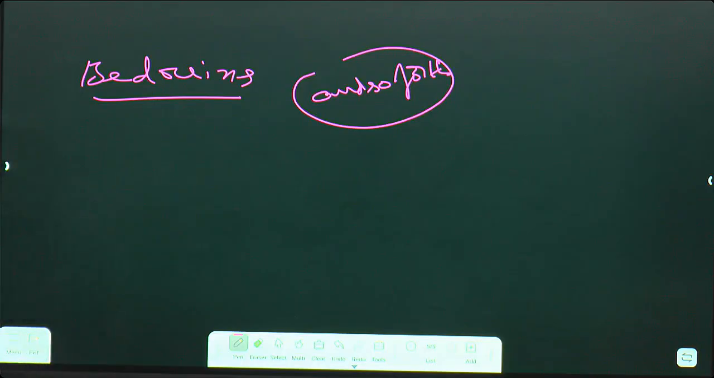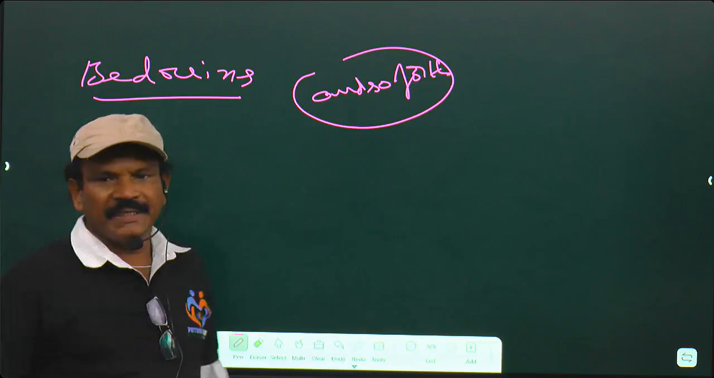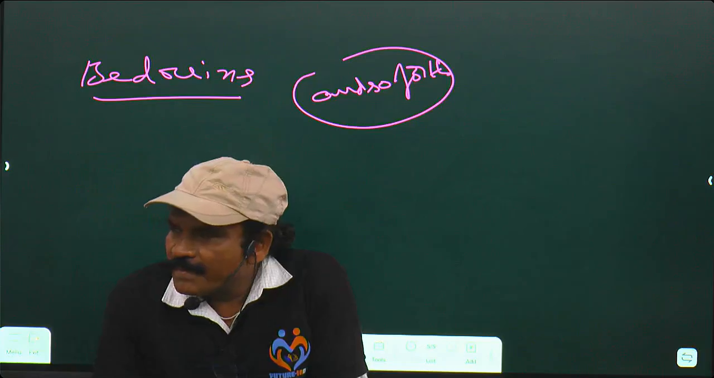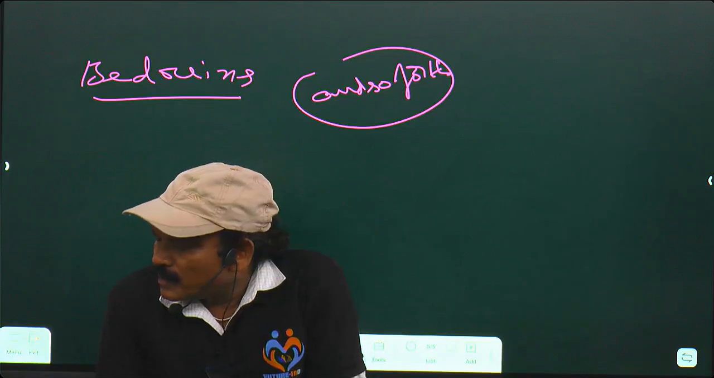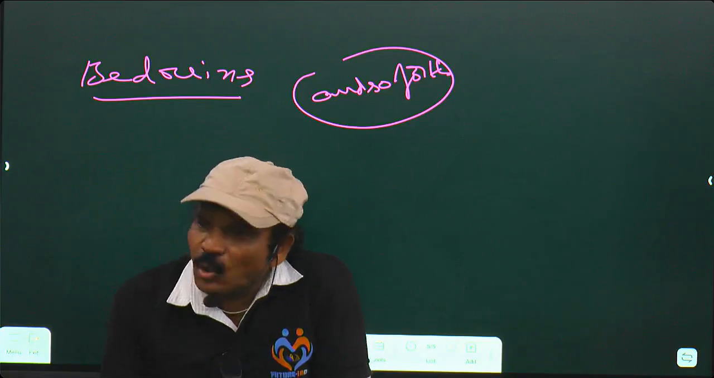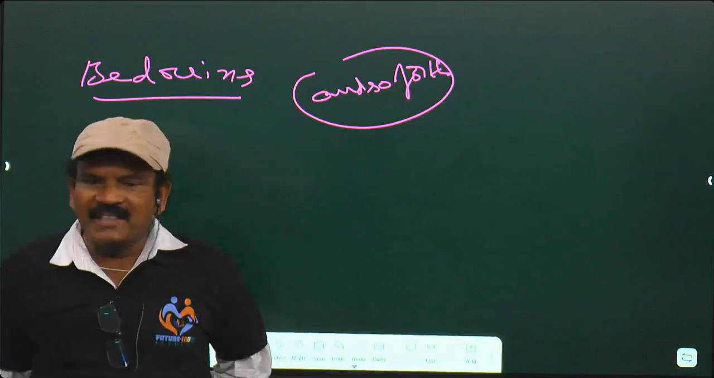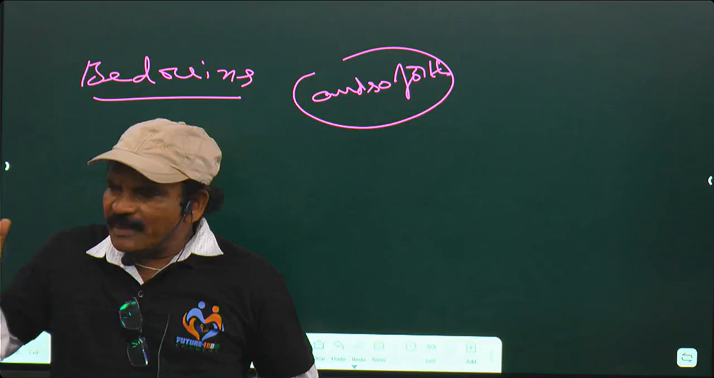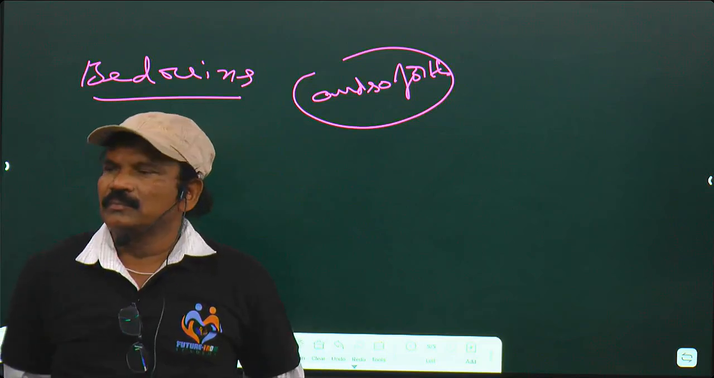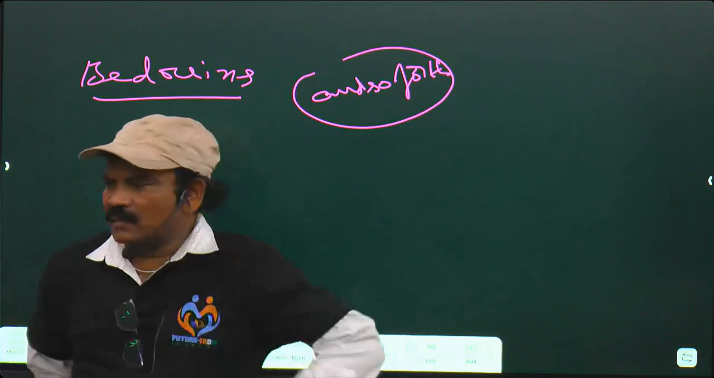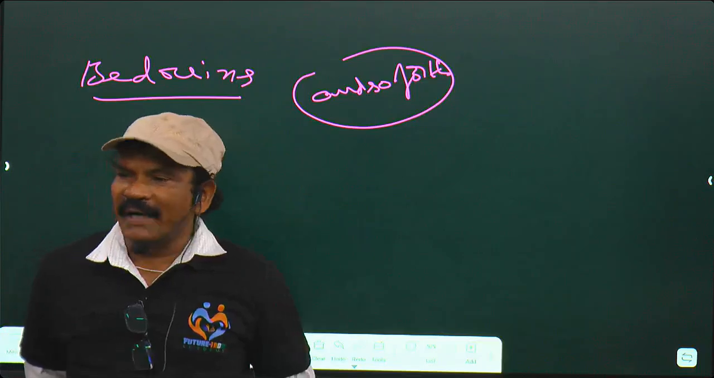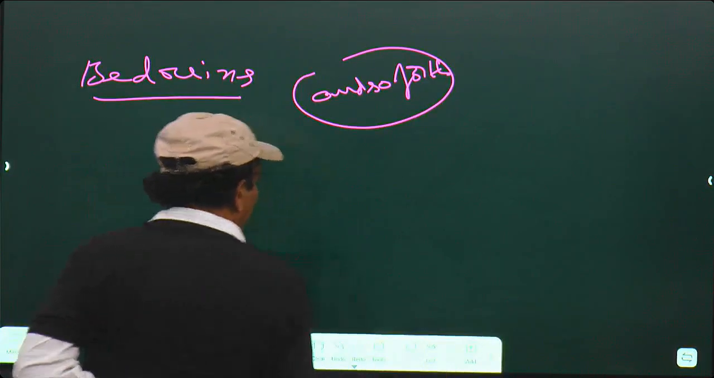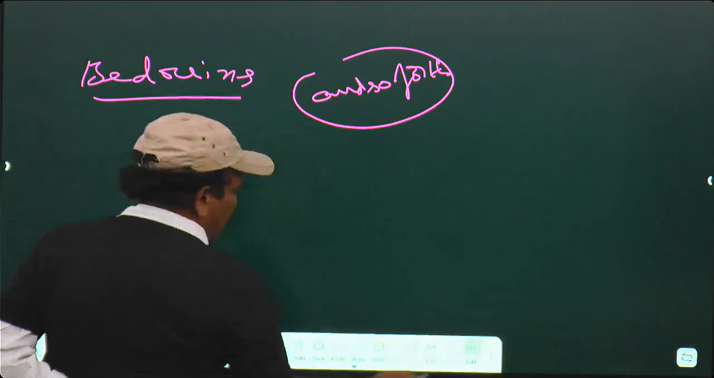Next, Thar Desert. Thar Desert has been located in India and Pakistan. Is it clear?